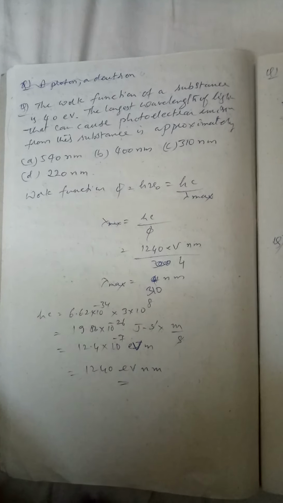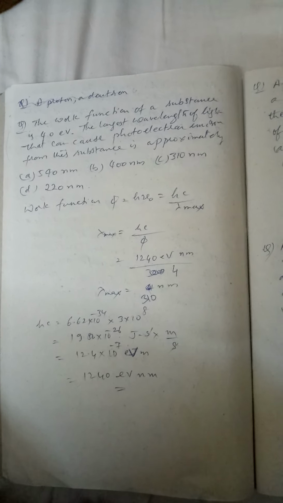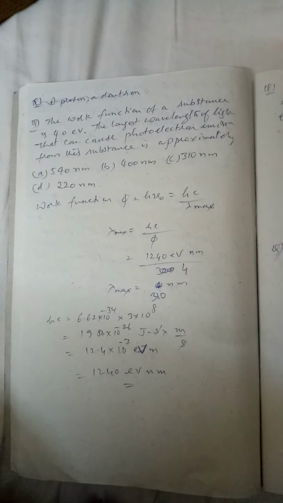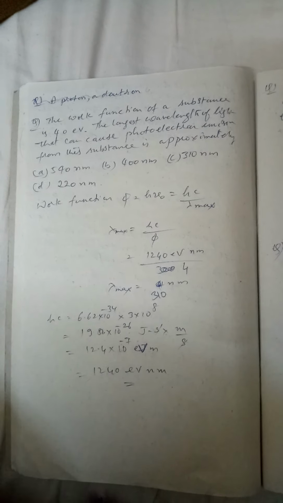So hc by lambda. Here h and c are constants; you multiply them and you get a constant called 1240 eV, electron volts, multiplied by nanometer. Okay, that calculation I will show you. So lambda max is 1240 divided by 4, which is 310 nanometers. Here you have to be very careful with units.